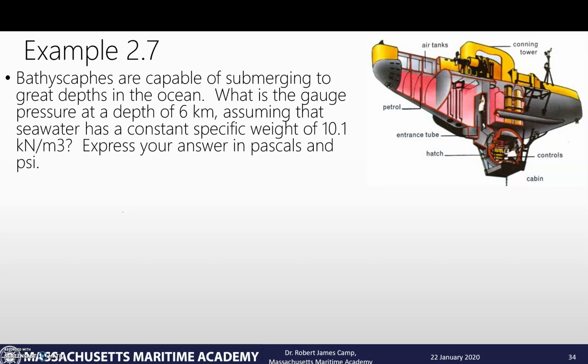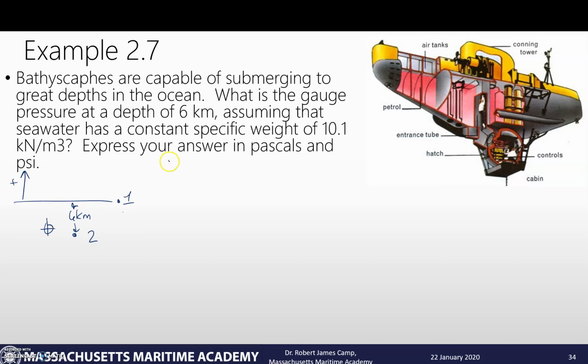So once again, we'll draw a quick little free body diagram. There's the surface of the water. There's our bathyscaphe. It's down at 6 kilometers. Remember that up from the surface is 0. Our point 1 will be the surface of the ocean. Our point 2 is where the bathyscaphe is going to be. And so let's take a look at what we know.